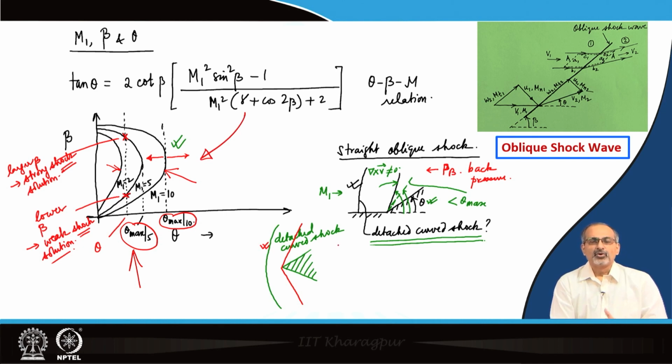When you go beyond theta max, you have a situation like this. When you are well within theta max, you have a situation like this. So, this is a straight oblique shock that has been formed, while this is a detached curved shock that has been formed because your theta has exceeded theta max. This is for flow past a wedge, while you could imagine that if there was a compression corner on a flat wall, then similar attached or detached shocks would look like this, the way we have sketched over here.